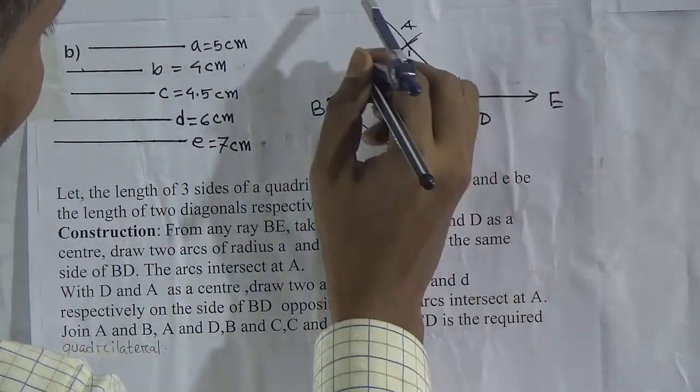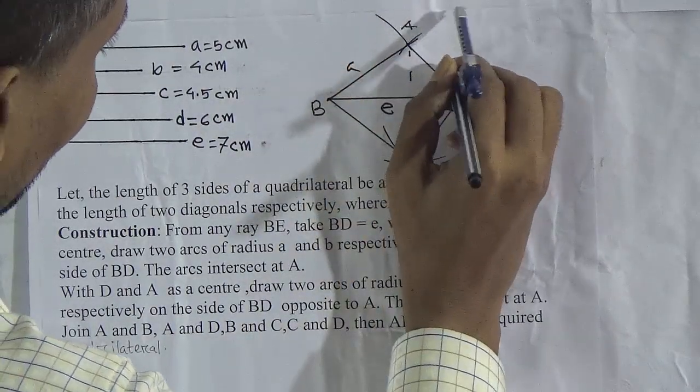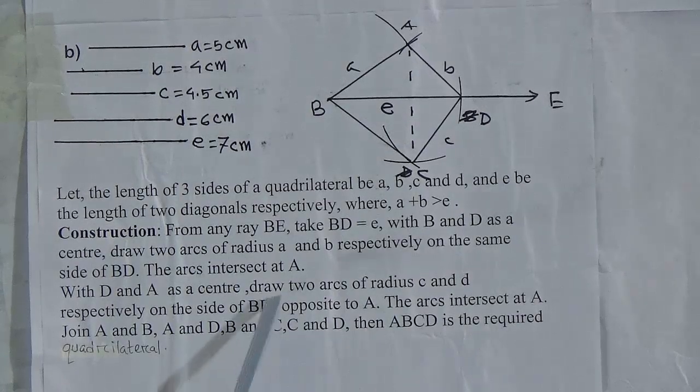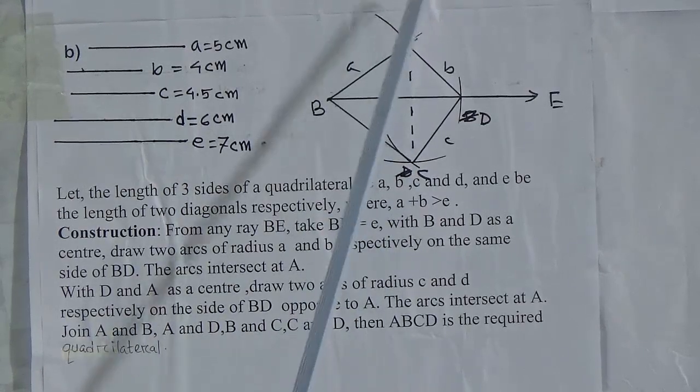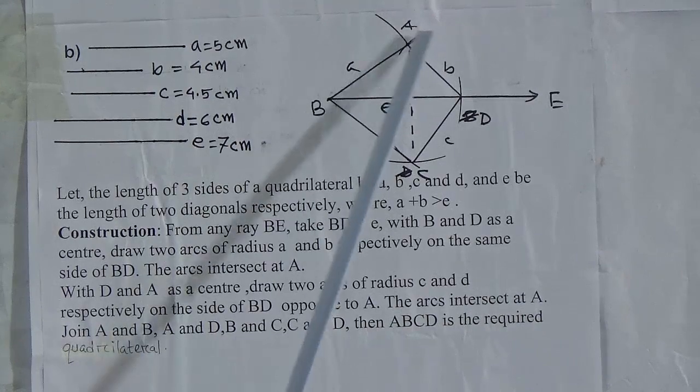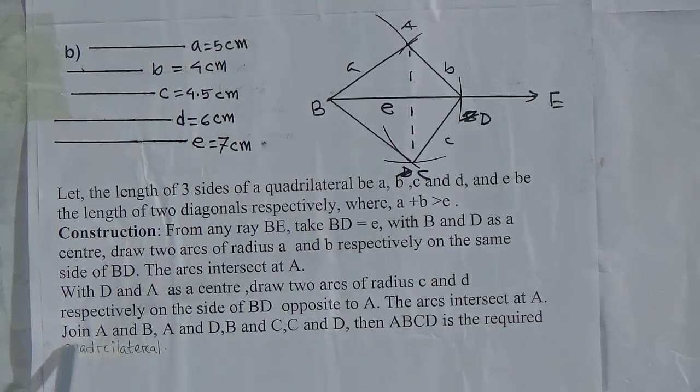This is C. Okay? You may give here also. No need to, as you wish, you may give or not. That's no problem. Radius c and d respectively on this side of BD, opposite to A. The arcs intersect at C. Join AB, AD, BC, CD. Then ABCD is the required quadrilateral.